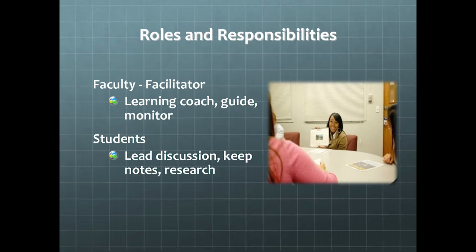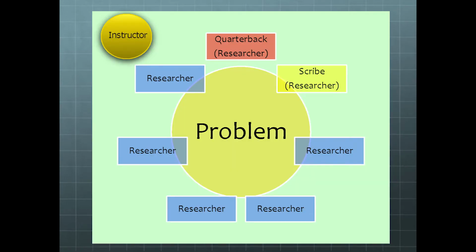In PBL, students take on the role of leading the discussion and keeping notes and doing research. So there's a quarterback who leads the discussion, and the quarterback is also a researcher. A scribe who takes notes is also a researcher. And then the rest of the group are all researchers. That role of quarterback can rotate among group members as you do different PBLs. So can the role of scribe. But remember that everything is situated around the solving of a common problem.